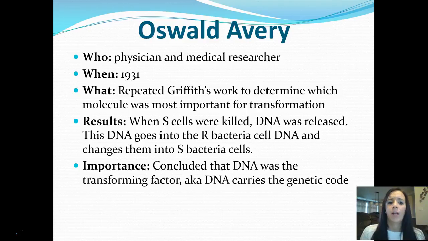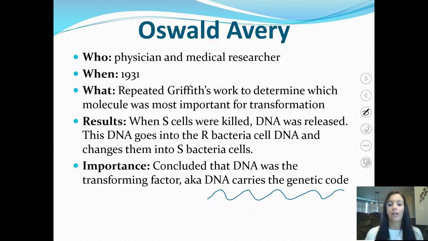Next up, we had Oswald Avery, who was another physician medical researcher. This was in 1931. He repeated Griffith's work to determine which molecule was most important, and he realized that when S cells were killed, DNA was released. And then DNA went into the R bacteria cell DNA and changed them into S bacteria. So we had S and R cells, to keep that straight. He concluded that DNA was the transforming factor, aka DNA carries the genetic code.